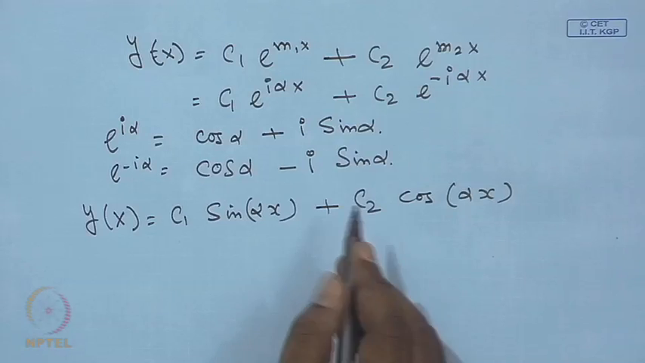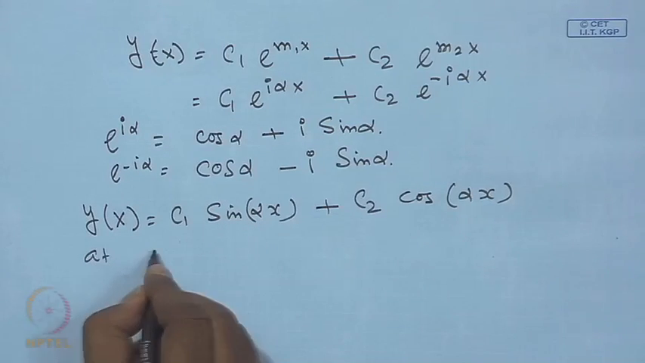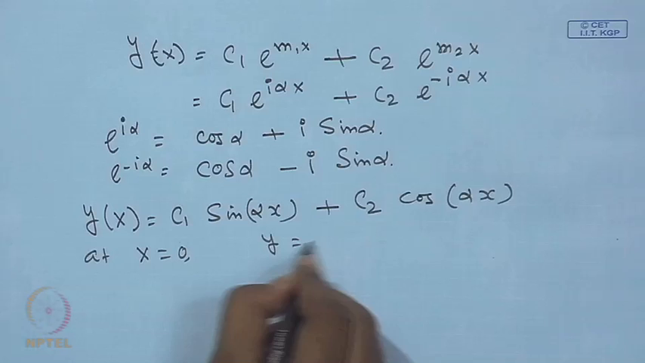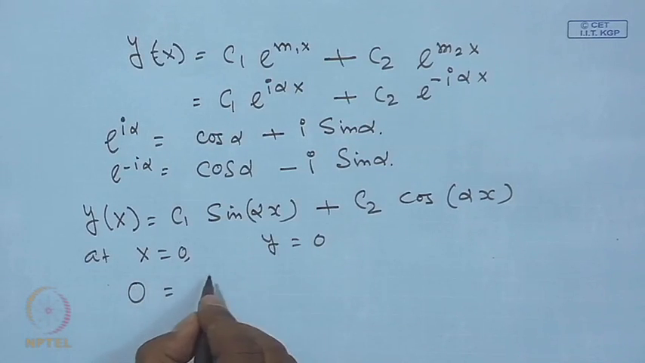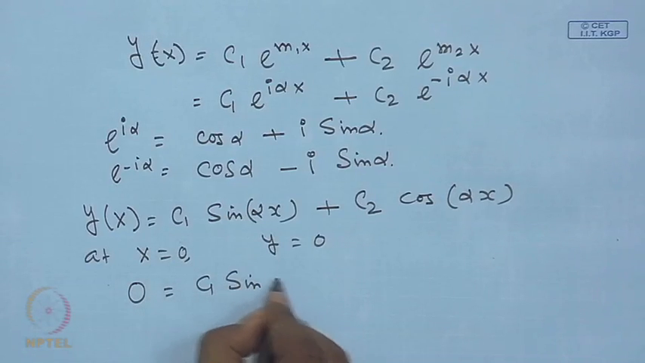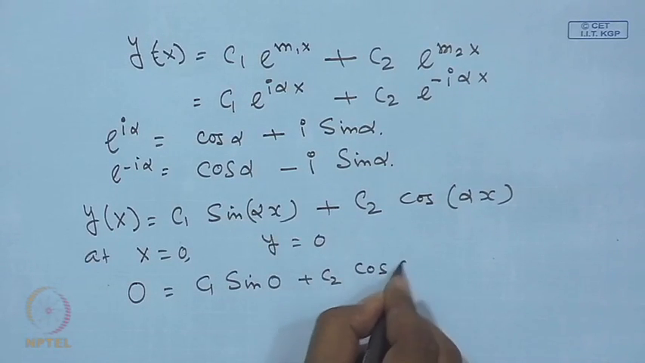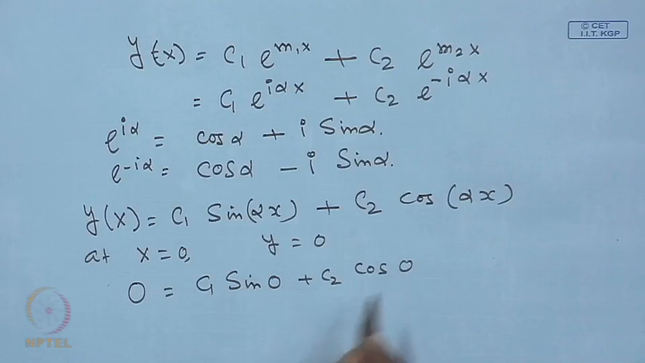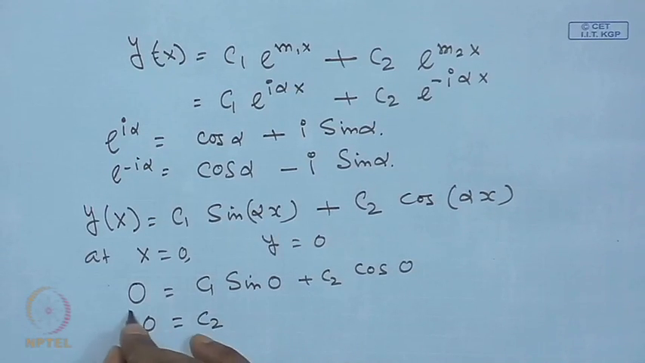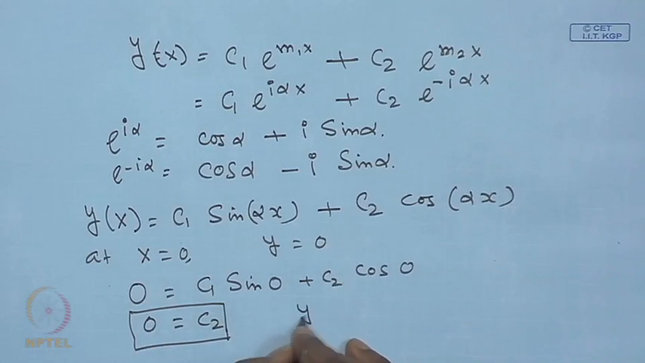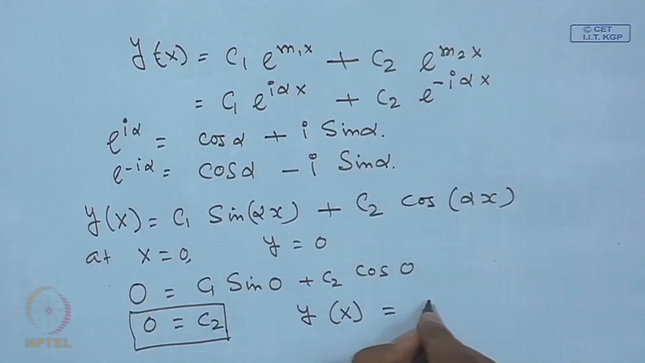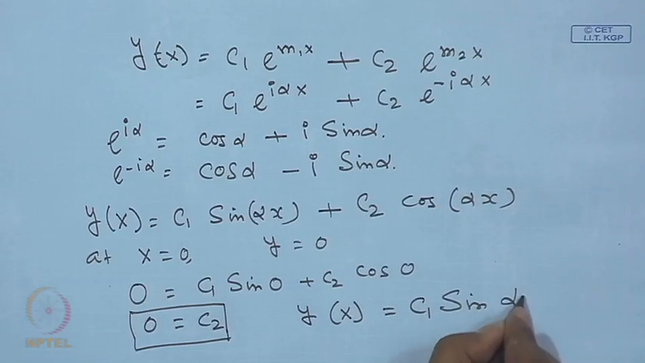So, now let us put the boundary conditions. At x is equal to 0, y is equal to 0. So, put y is equal to 0, then c 1 sin 0 plus c 2 cosine 0. Now, sin 0 is always 0, cos 0 is 1. So, 0 multiplied by c 1 is 0, and this will be 1. So, c 2 is equal to 0. So, this boundary condition gives me c 2 is equal to 0. So, what is the solution of y of x? It is nothing but c 1 sin alpha x.